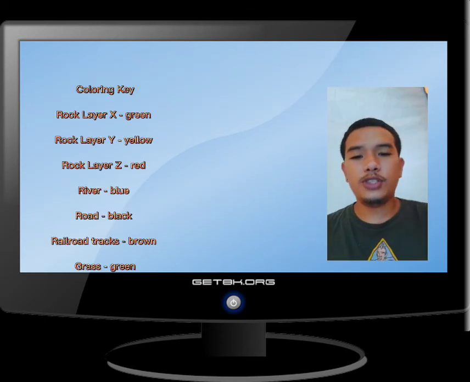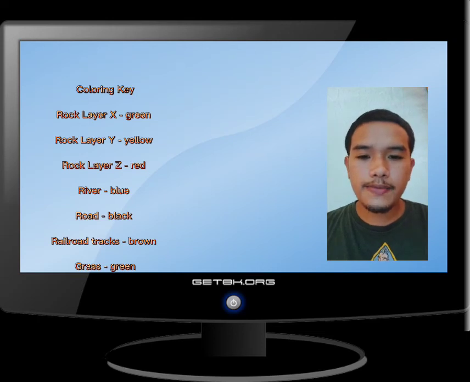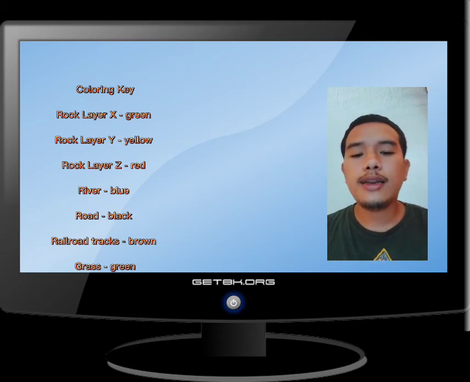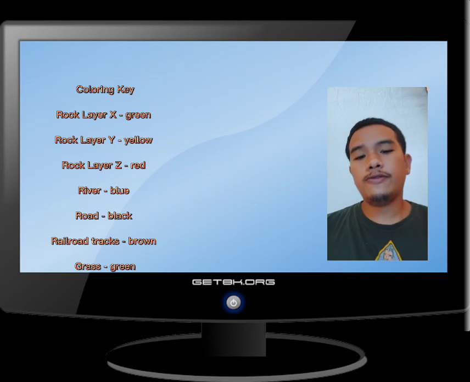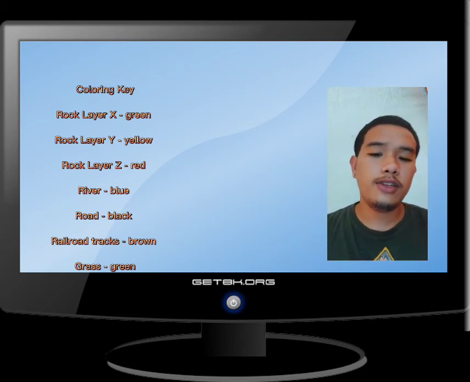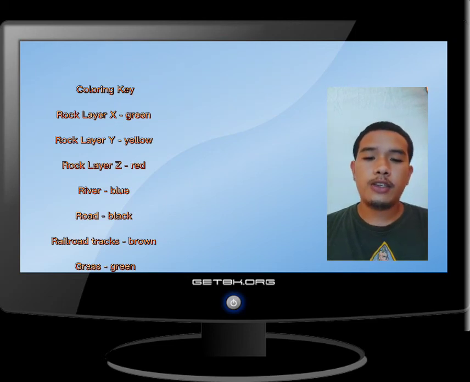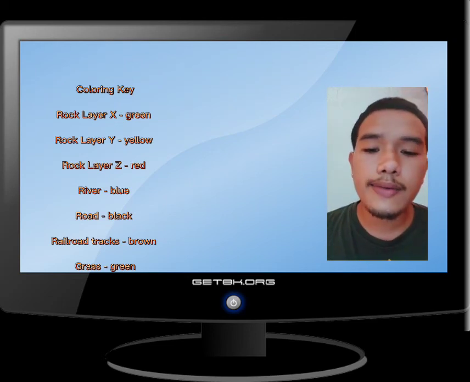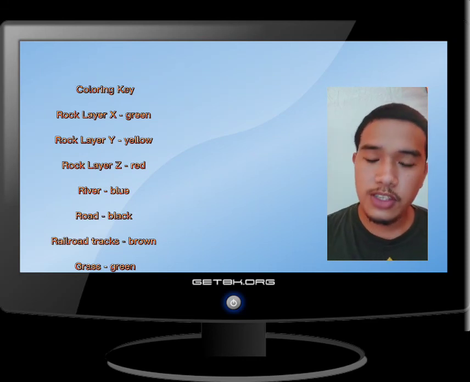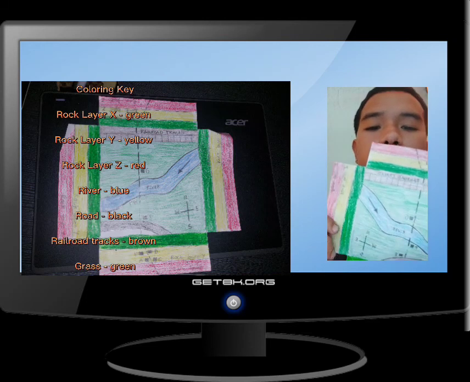And let's proceed to coloring K. The color of rock layer X is green, the color of rock layer Y is yellow, and the color of rock layer Z is red. The color of the river is blue, and the road is black. The railroad tracks are brown, and the grass is green. So this is my coloring K.